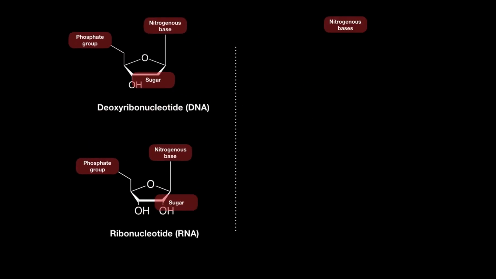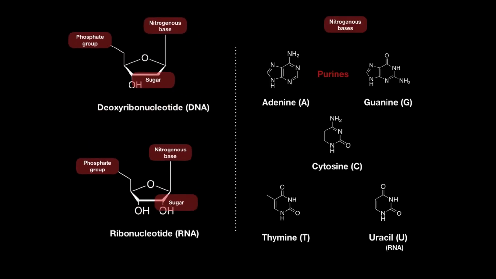There are 4 distinct nitrogenous bases for each of the polymers DNA and RNA. In DNA, these are adenine, guanine, cytosine, and thymine, with uracil serving as a substitute for thymine in RNA. Adenine and guanine are known as purines, whereas cytosine, thymine, and uracil are known as pyrimidines.